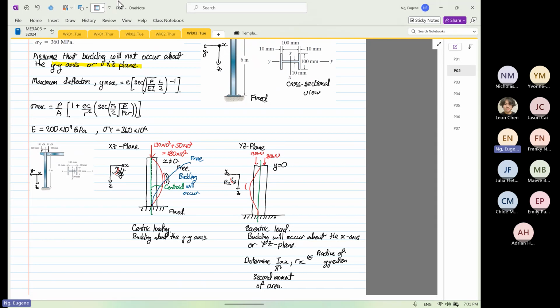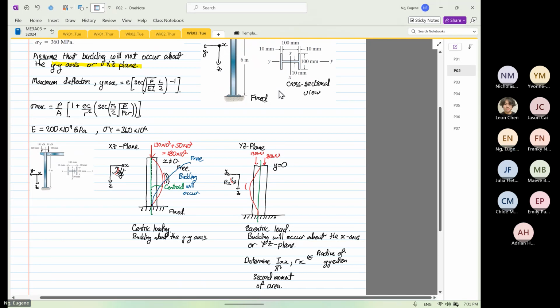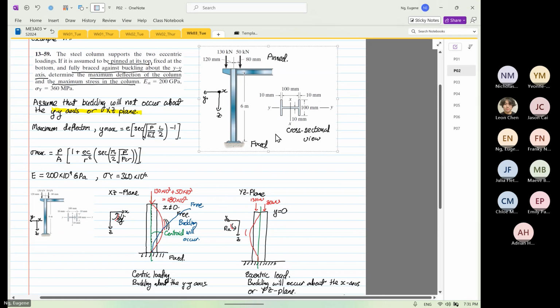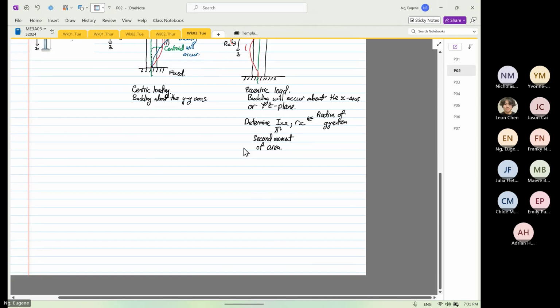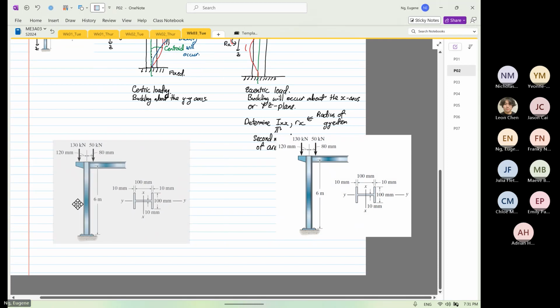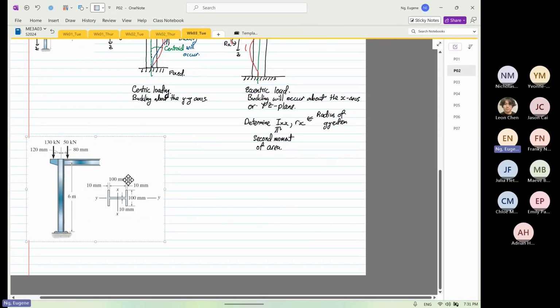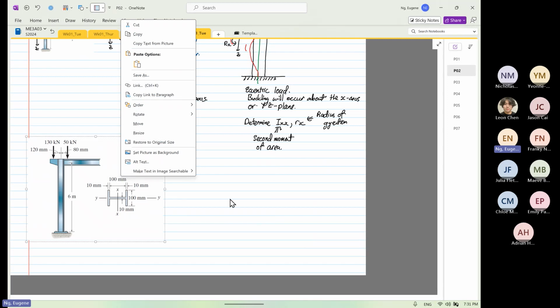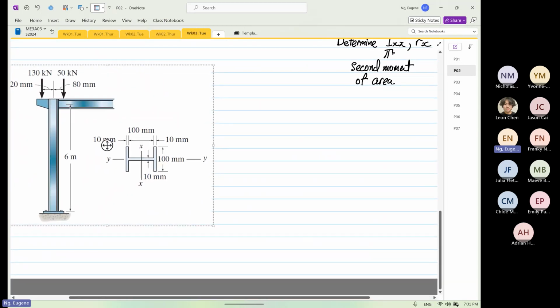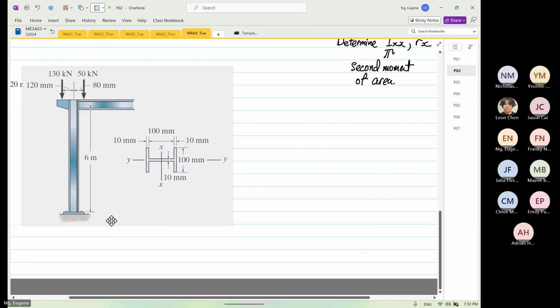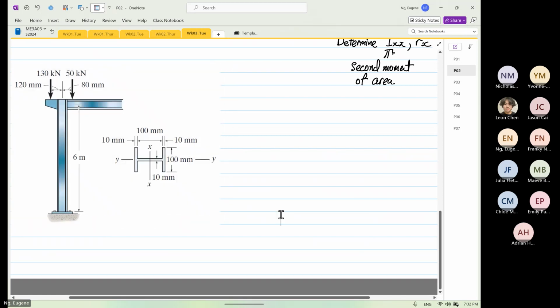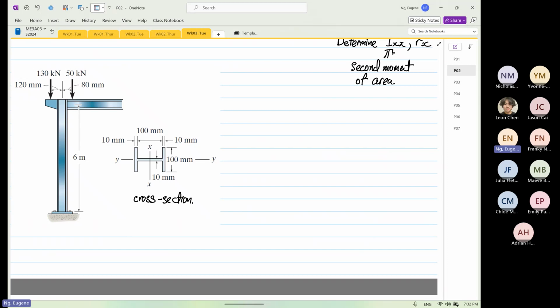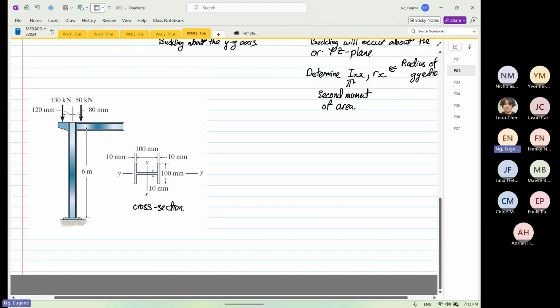So I'm going to take this image over here. Okay. Right. So I want you all to focus on the cross section. Okay. So I want to focus on the cross section. So the first thing we are going to do is determine I-axis.